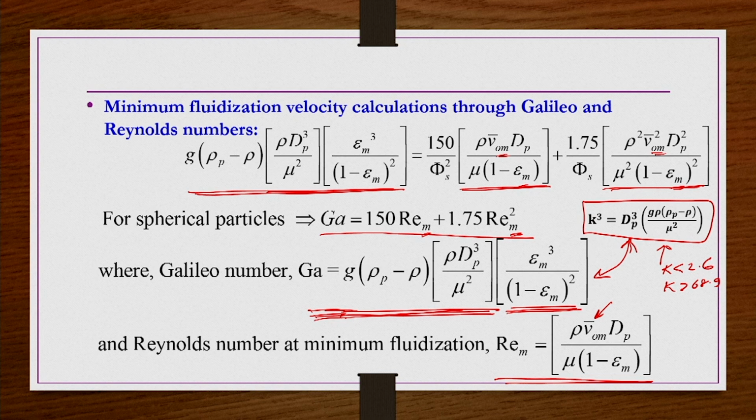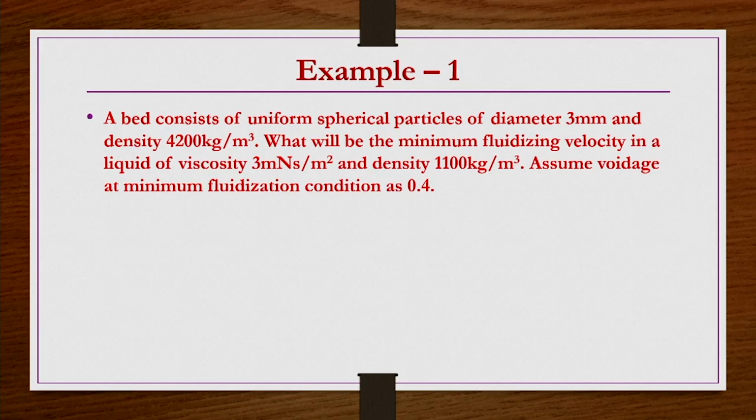Okay. So, now we take problems. This is what we have studied in the previous class about fluidization, a summary. Now, we take an example problem. A bed consists of uniform spherical particles of diameter 3 mm and density 4200 kg per meter cube. What will be the minimum fluidizing velocity in a liquid of viscosity 3 millinewton second per meter square, that is 3 millipascal second?